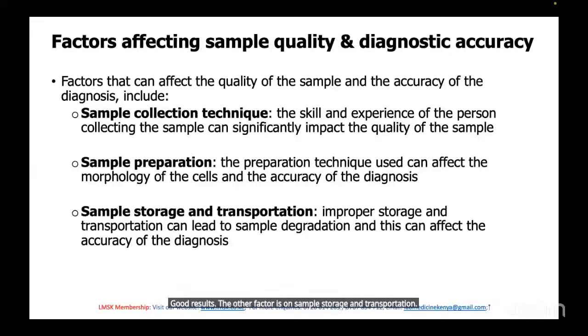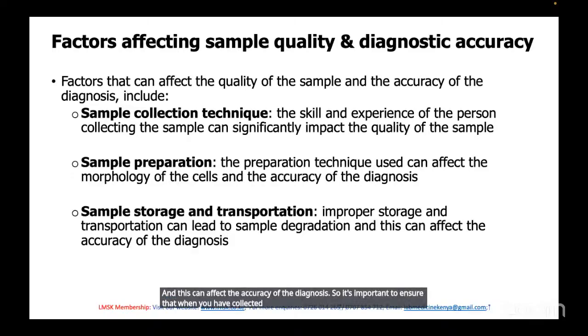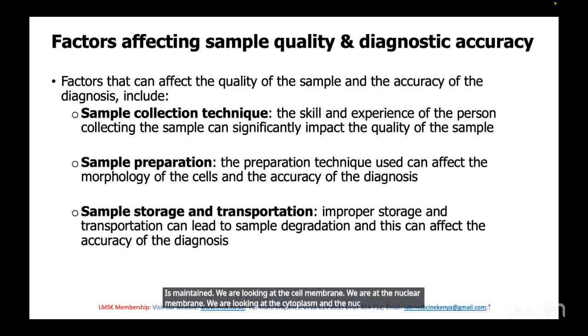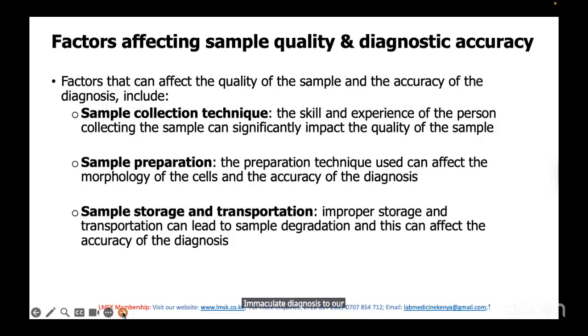The other factor is sample storage and transportation. Improper storage and transportation can lead to sample degradation, and this can affect the accuracy of the diagnosis. So it's important to ensure that when you have collected the sample and you are transporting it to the laboratory, it is done appropriately so that the cellular morphology is maintained. We are looking at the cell membrane, the nuclear membrane, the cytoplasm and the nucleus. So if the nucleus has degenerated, we will not get an accurate diagnosis for our patients.